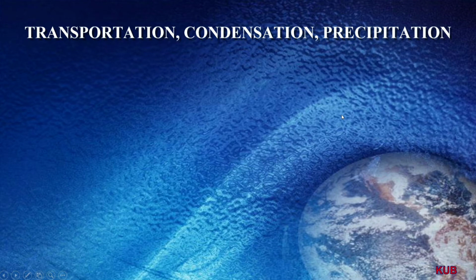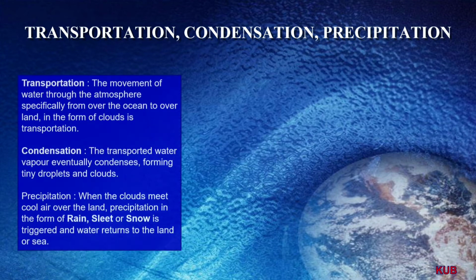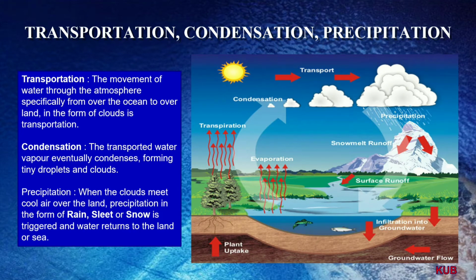Let's discuss transportation, condensation, and precipitation. Transportation, the movement of water through the atmosphere, especially from over the ocean to over the land, in the form of clouds, is transportation. Condensation, the transported water vapor eventually condenses, forming tiny droplets and clouds. Precipitation, when the clouds meet cool air over the land, precipitation in the form of rain, sleet, snow is triggered and water returns to the land.